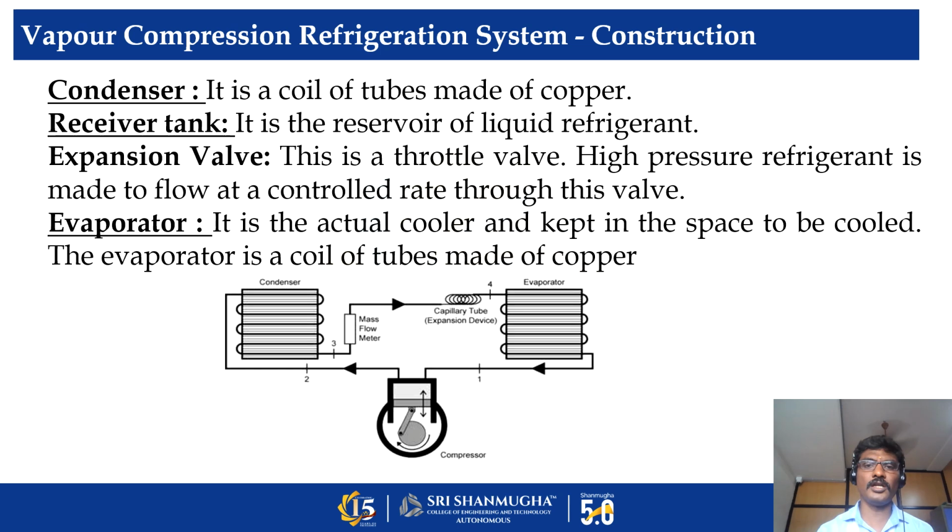Condenser, it is a coil of tubes made of copper. Then receiver tank, it is the reservoir of liquid refrigerant. Expansion valve, this is the throttle valve. High pressure refrigerant is made to flow at a controlled rate through this valve. Evaporator, this is the actual cooler and is kept in the space to be cooled. The evaporator is a coil of tubes made up of copper.